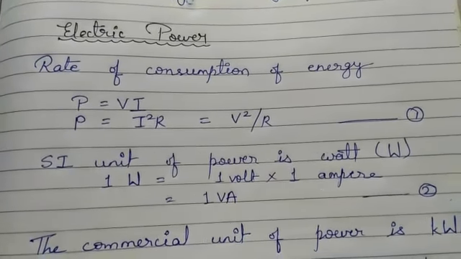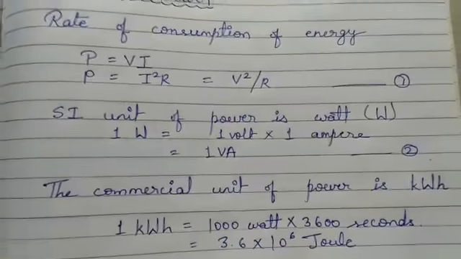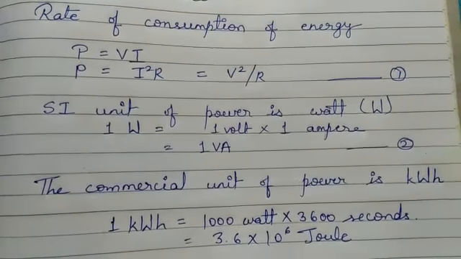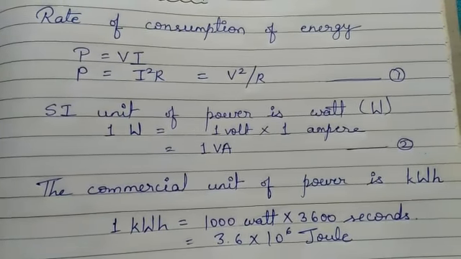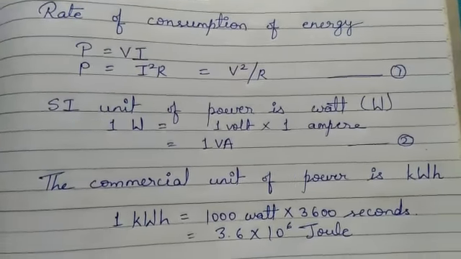The SI unit of power is watt. 1 watt equals 1 volt into 1 ampere, or 1 volt ampere. This is equation number 2.